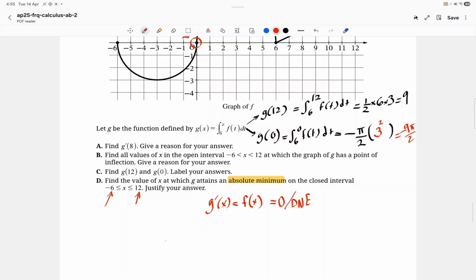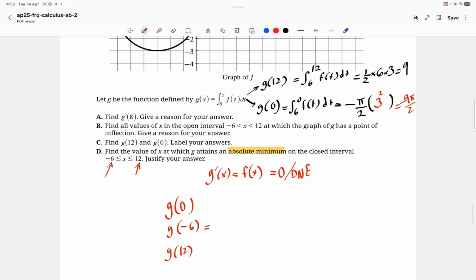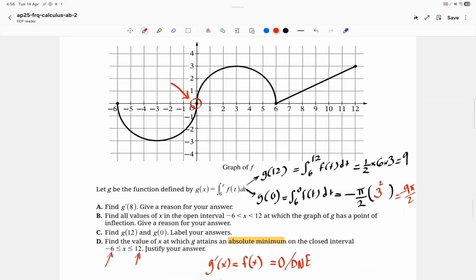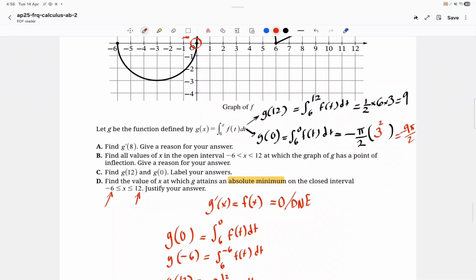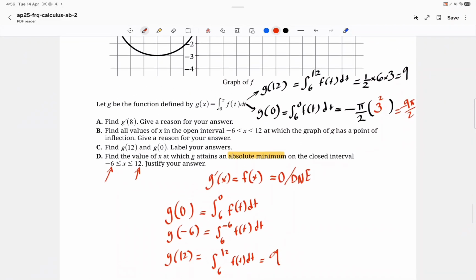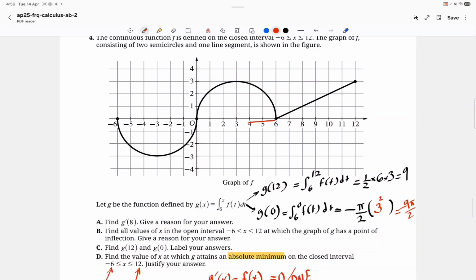So now you must come back and find G of 0, G of negative 6, and G of 12. Apply them back in the equation. So 6 to 0, f t dt. 6 to negative 6, f t dt. No calculator. 6 to 12, f t dt. We already found 6 to 12 before, right? It was a 9. How about 6 to negative 6? 0, because this will cancel this. But you cannot just say 0, you must show the work.